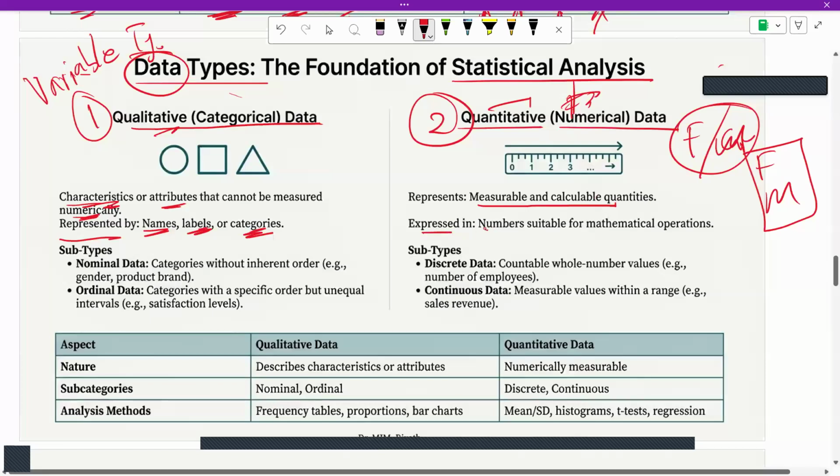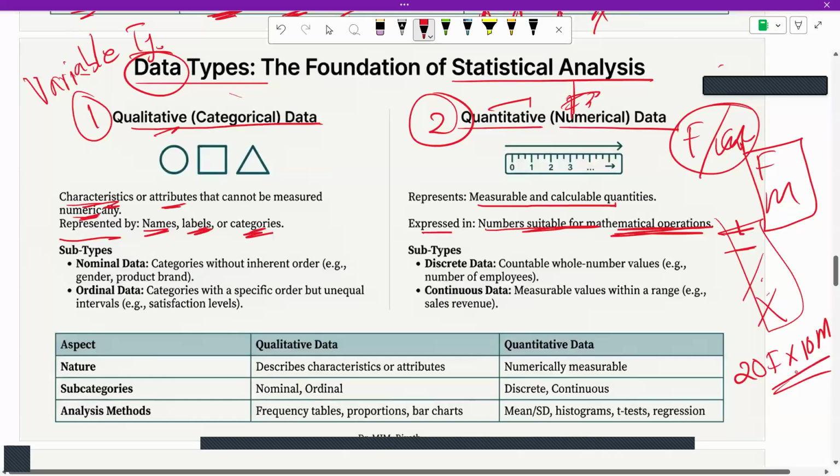Quantitative data represent measurable and calculable quantities, expressed in numbers suitable for mathematical operations. We can do all arithmetical operations. We can add, we can deduct, we can divide, and we can multiply. We can do a lot of operations. We can't say 20 females into 10 males. We can't do the calculations. Male into female, no, we can't.